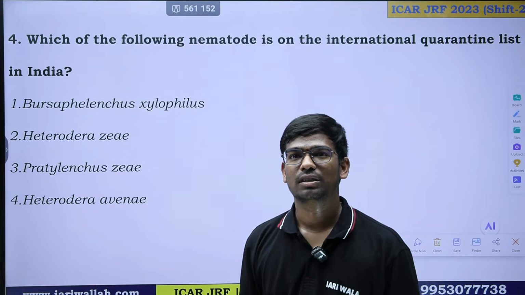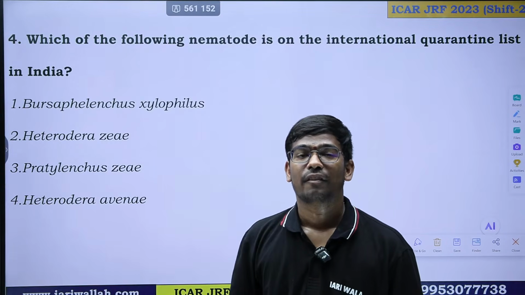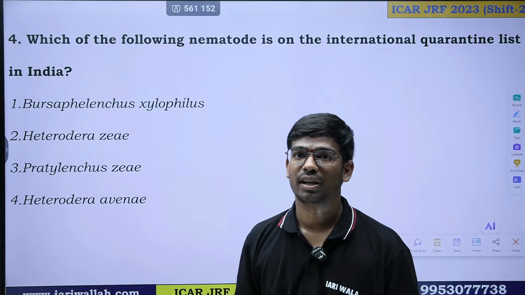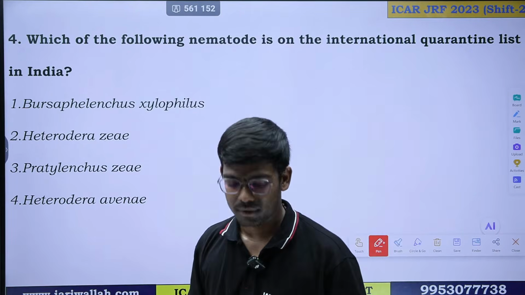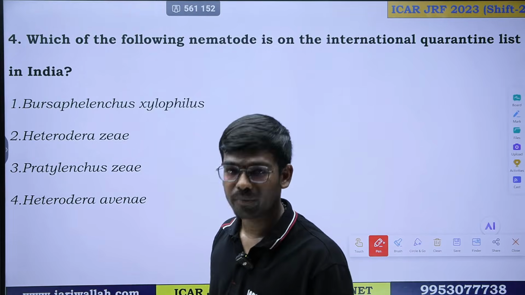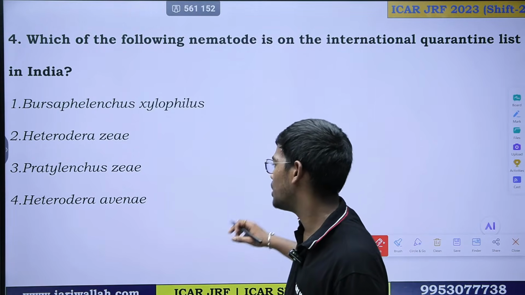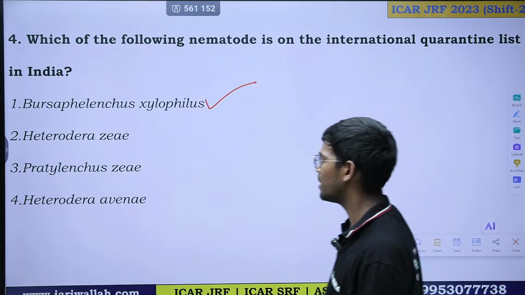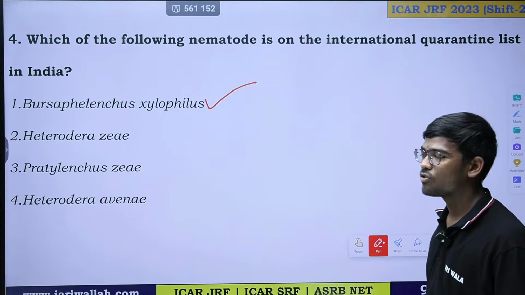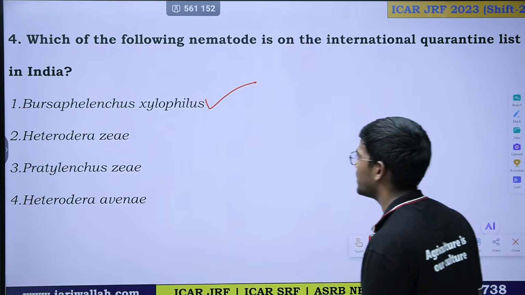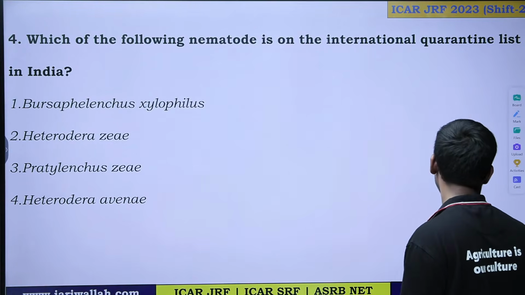And one more thing: which nematode has international quarantine importance? Somebody answered James, Bursaphelenchus, good. Bursaphelenchus xylophilus has international quarantine importance. Remember this. Domestic quarantine importance is Globodera rostochiensis, and the international one is Bursaphelenchus xylophilus.